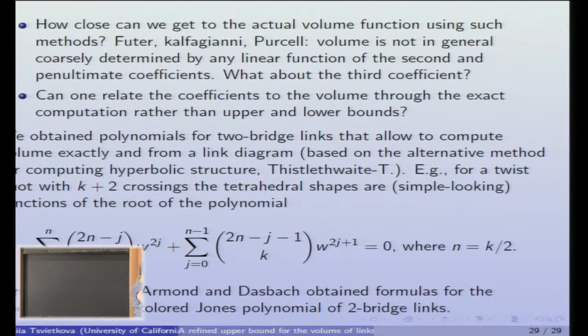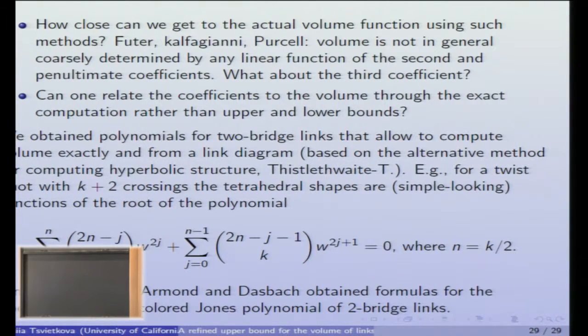So you can actually write down from the diagram for two bridge links. This only works for two bridge links. You can write down an exact polynomial that gives you a root that determines the hyperbolic structure and volume. All tetrahedral shapes are simple looking formulas of this root of this polynomial. And what you do, you just take Lobachevsky functions of them and add them up.